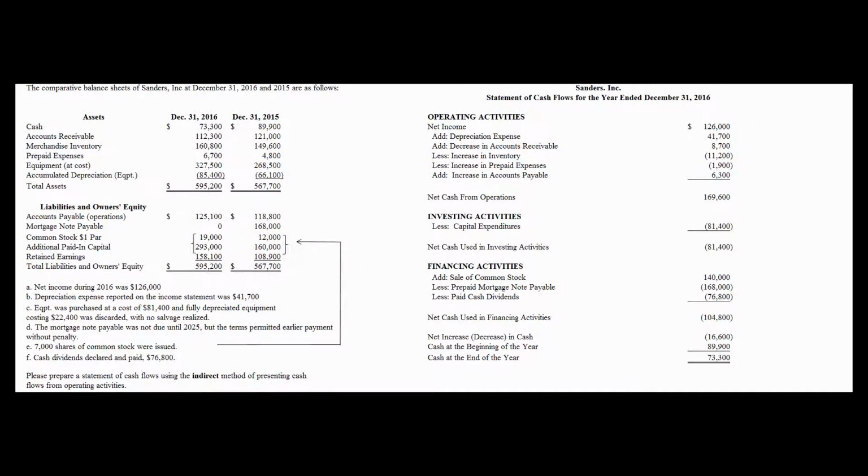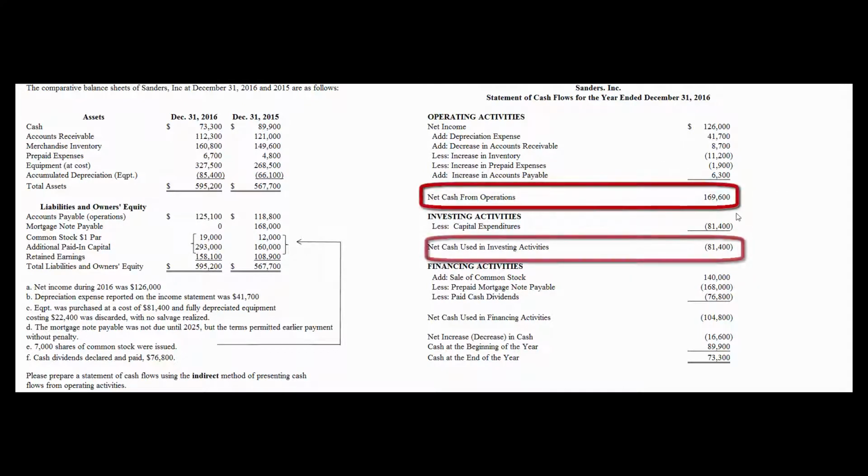Wow, that was a lot of information. But hopefully you see that we take the cash flow from operating activities, investment activities, and financing activities, and we use them to explain the change in cash for the company as a whole.